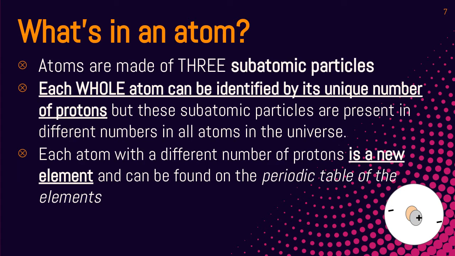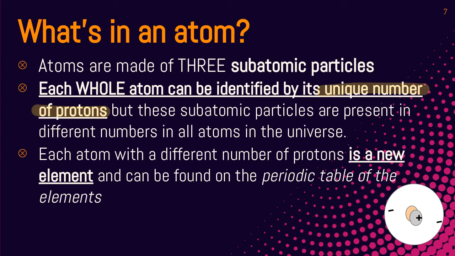As a review, we have 3 subatomic particles contained within an atom. There are 3 different types of particles within an atom. Protons are positive, neutrons are neutral, both of those are in the nucleus, and our negative electrons are found outside of the nucleus, separated from each other. Each whole atom can be identified by its unique number of protons. But these subatomic particles are present in different numbers in all atoms in the universe.